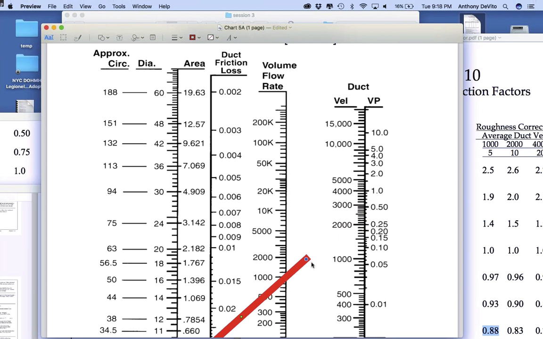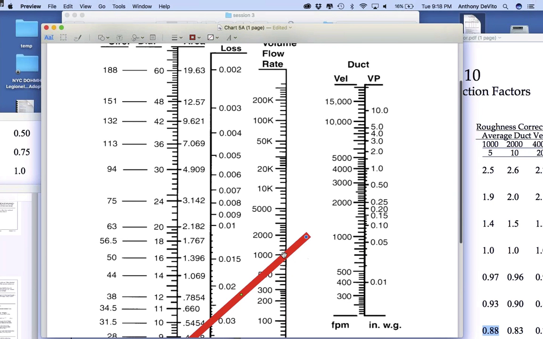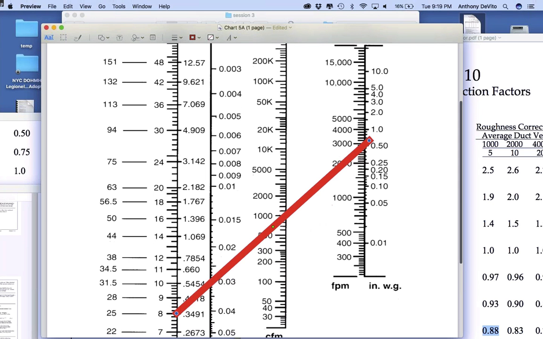Okay, so now did they give us Q or did they give us the velocity? Actually, I think they gave us Q, right? The volume, and that was 1,000. So Q, the volume flow rate, is 1,000. So the velocity in an 8-inch duct would be, I'm going to connect all three of these, right? I'm going through 8 inches and 1,000 cubic feet per minute. And that tells me the air rate going through there is a little under 3,000 feet per minute. And the velocity pressure looks like about 0.48.